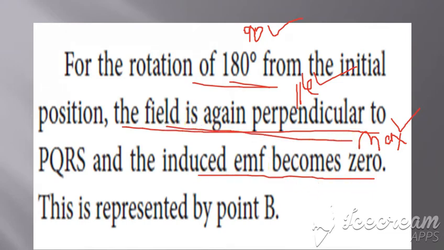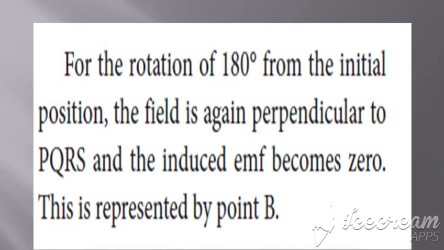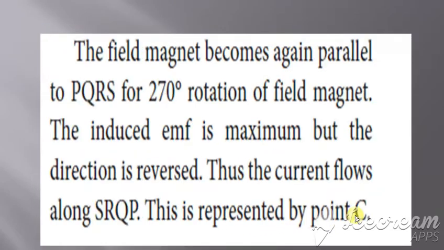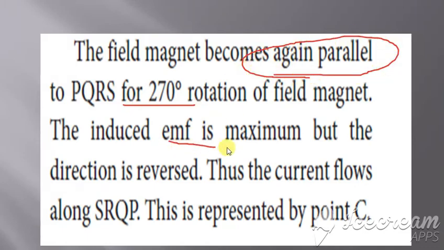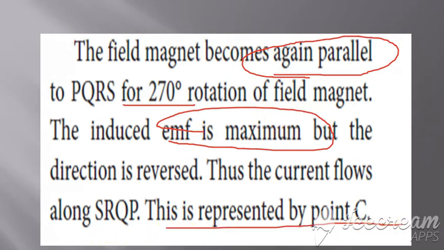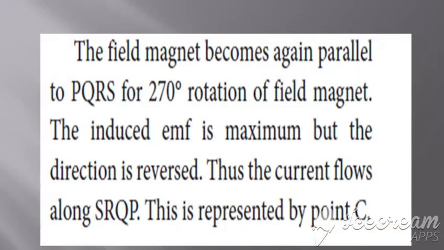So for 180 degrees, how is the field? It will be perpendicular. And the EMF will be 0. Okay, clear? This is represented by the point B. So all this we will see in the graph. Okay, so the next position is 270. At 270 degrees the field is again parallel, and the induced EMF is again maximum. This is the same as 90 degrees, and it is represented by the point C. Clear?